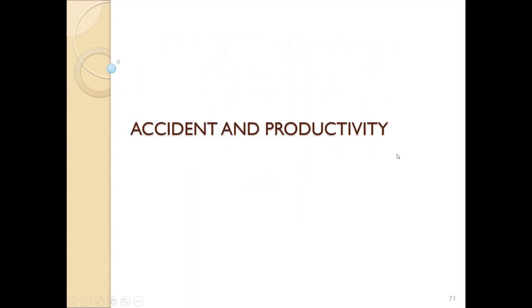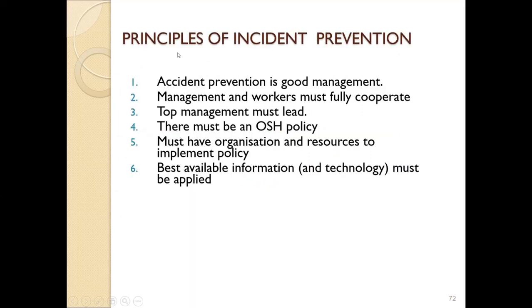Accident and productivity. Principles of incident prevention. Number one, accident prevention is good management. Management and workers must fully cooperate. Top management must lead. There must be an OSH policy. Must have organization and resources to implement policy. Finally, best available information and technology must be applied.